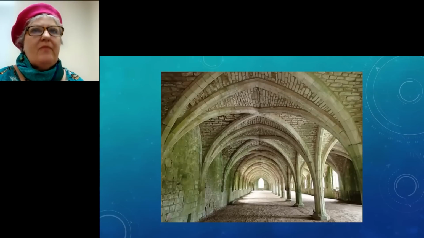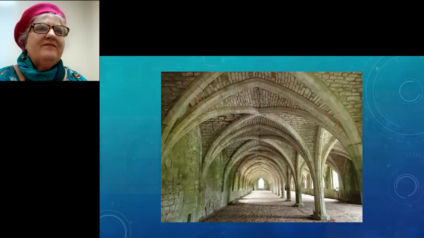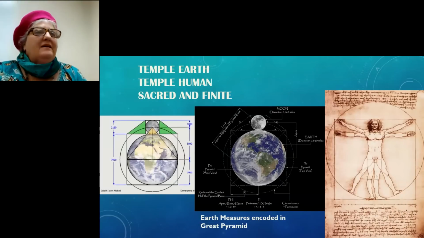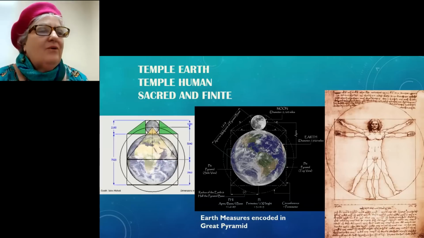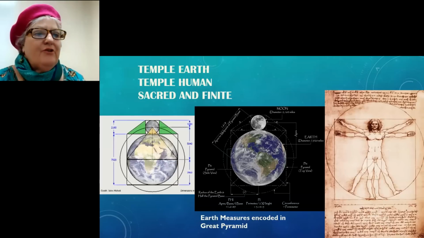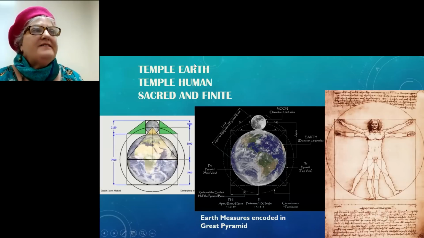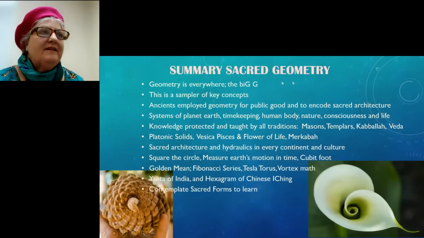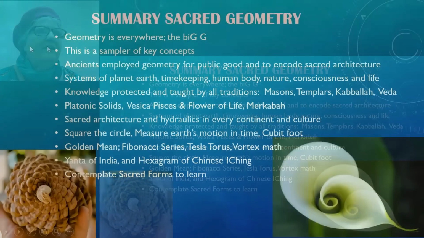I hope you have learned something, perhaps recognized the evidence of the golden mean in your world, or a discovery of earth measures encoded in the Great Pyramid. And my final thought is that the earth is a temple and the human is a temple, and it's sacred and finite. Here's some summary.